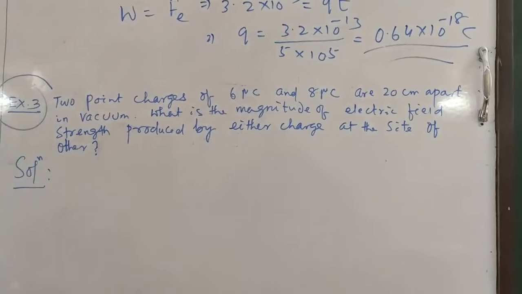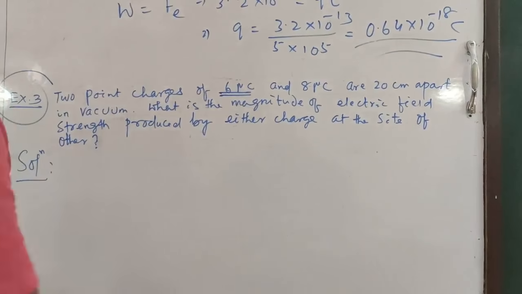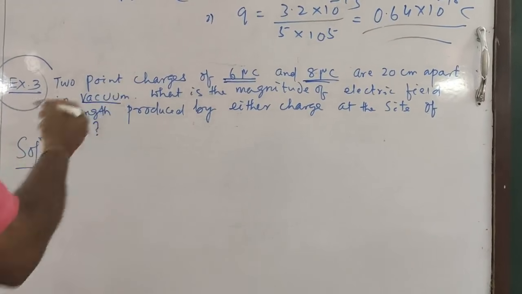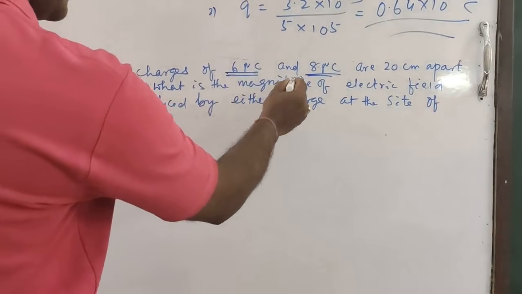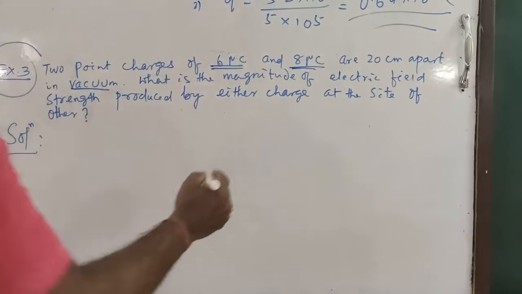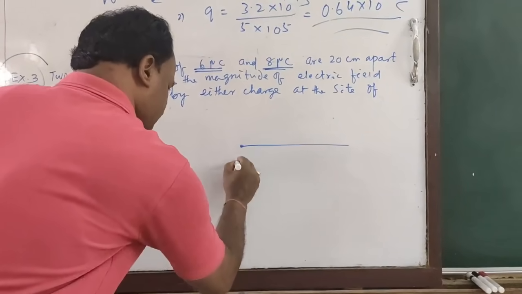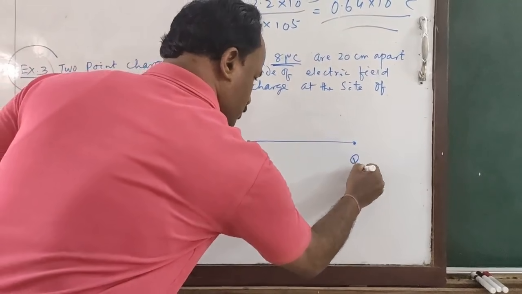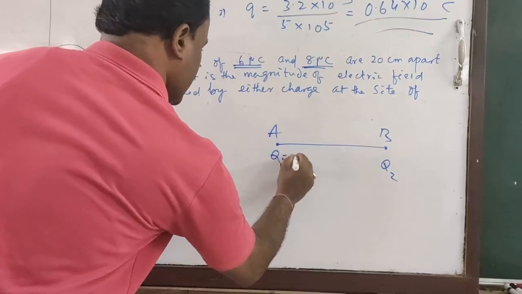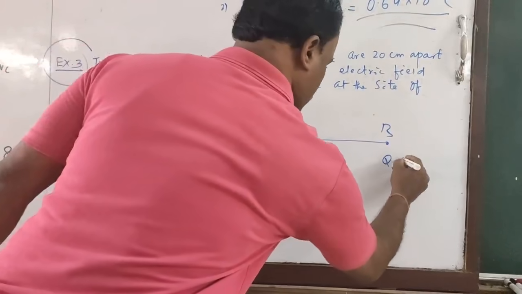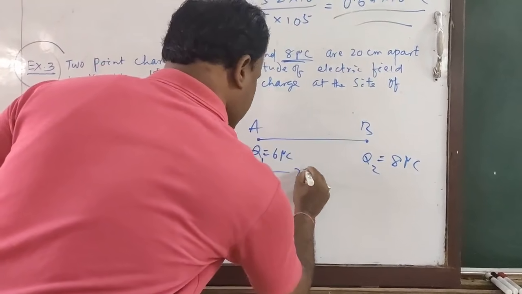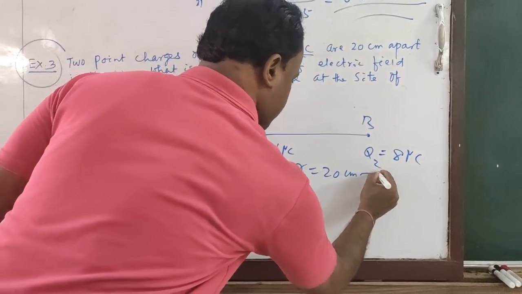Two point charges, one is 6 microcoulomb, another is 8 microcoulomb, are 20 centimeter apart in vacuum. The question asks, what is the magnitude of electric field strength produced by either charge at the site of the other? See here, suppose two charges, Q1 and Q2, are placed at A and B. Q1 is 6 microcoulomb and Q2 is 8 microcoulomb. They are separated by distance R equal to 20 cm.